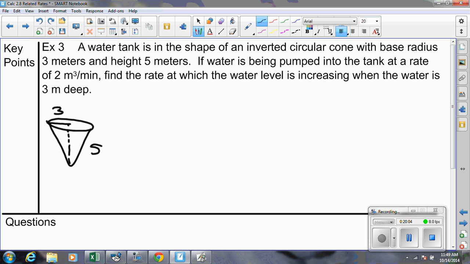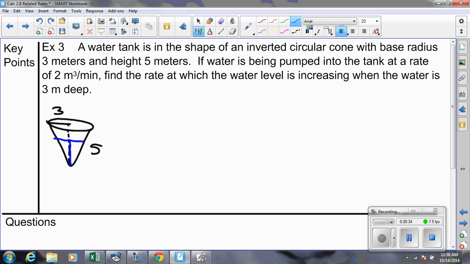If water is being pumped into the tank at a rate of 2 cubic meters per minute, find the rate at which the water level is increasing when the water is 3 meters deep. So basically, when you start pumping water into the tank, we're going to get to the spot when this water is 3 meters deep and this height is going up. How fast is the water level going up?